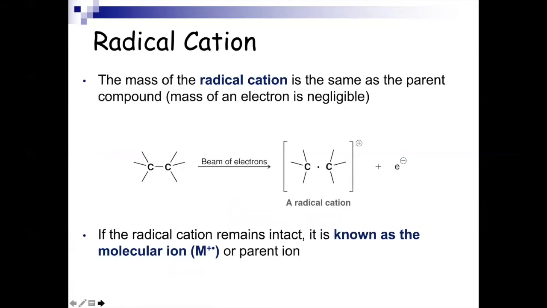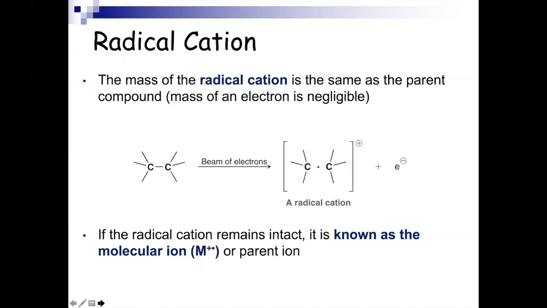If we talk a little more about the radical cation, the mass of this radical cation is the same as the parent compound. Remember, the mass of an electron is negligible. It's about 1/2000 of a proton or neutron. So when we form that radical cation, having only kicked off one electron before any fragmentation happens, we end up with the mass of our compound.